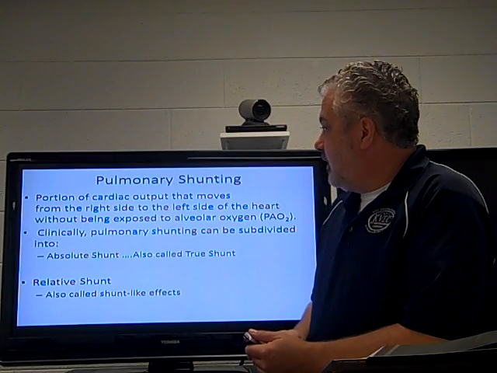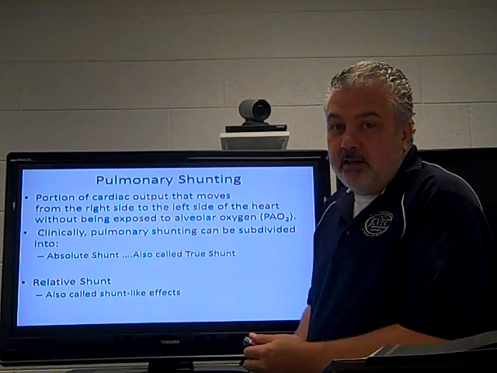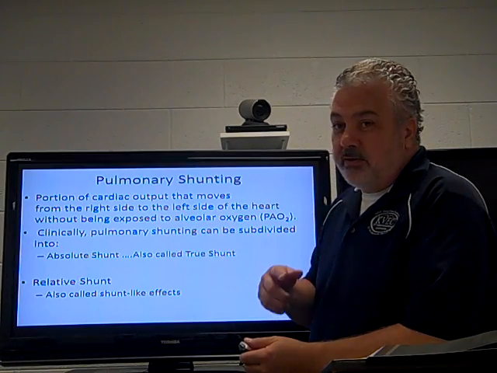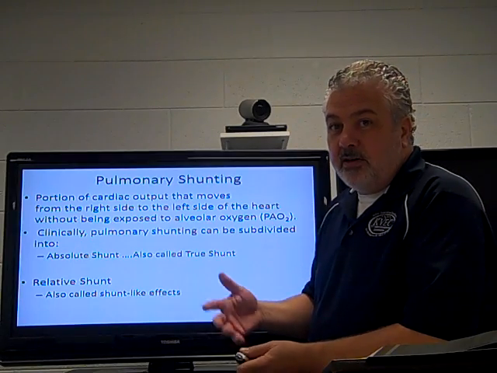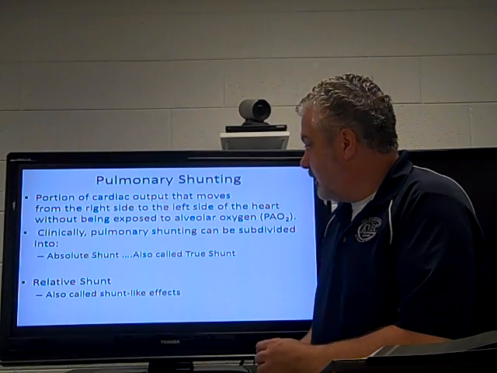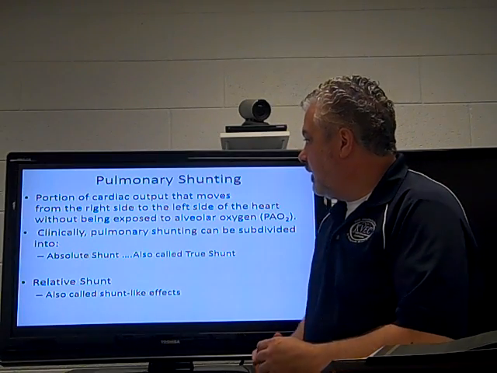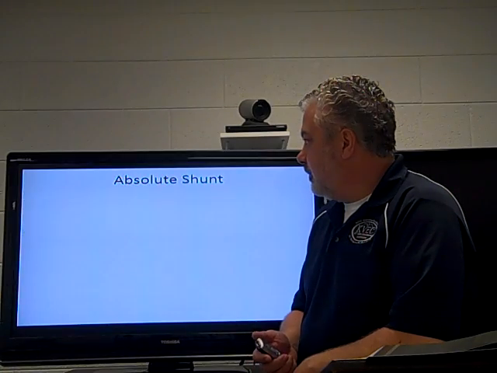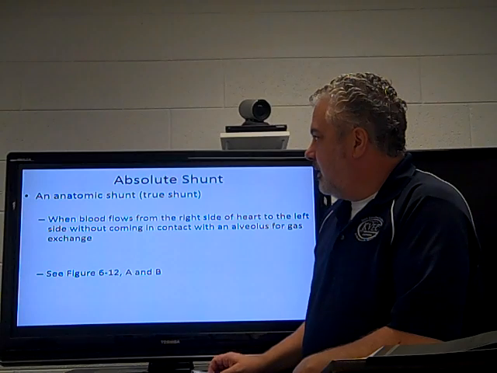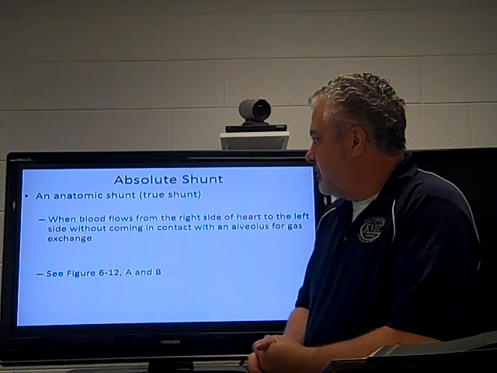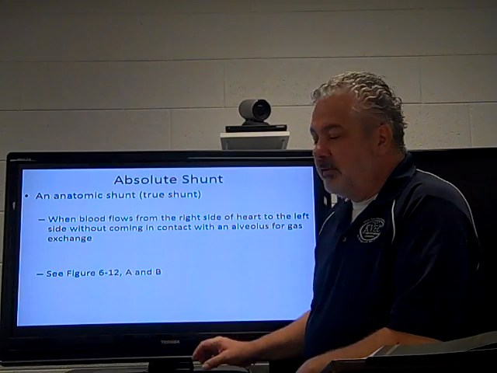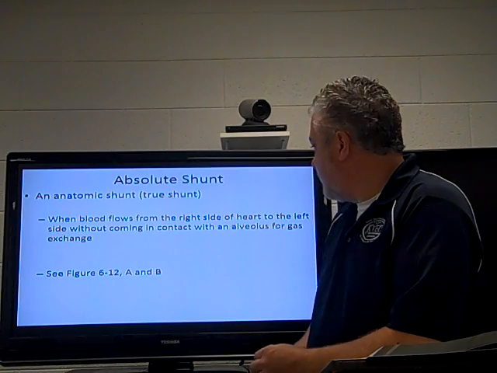So shunt in general is blood that bypasses the lungs without gaining oxygen. If the blood goes from the right side of the heart to the left side of the heart and never gains oxygen, that is what shunt is, and we'll talk more about it as we go along. Absolute shunt, one of which is anatomic shunt, is when blood flows from the right side of the heart to the left without coming in contact with the areas of gas exchange.